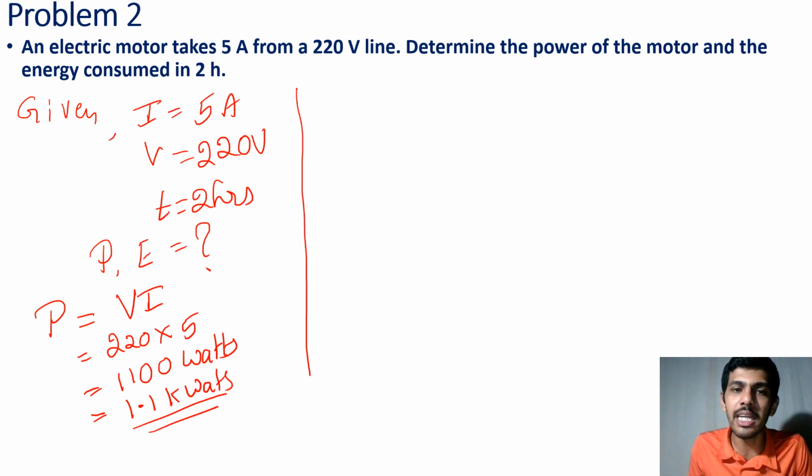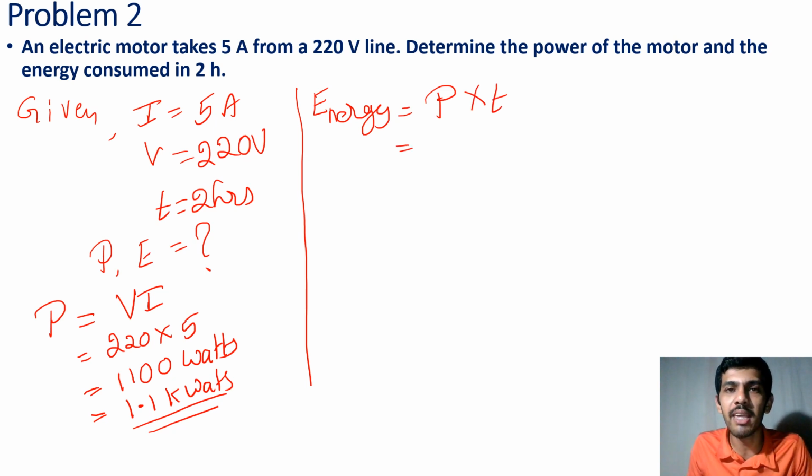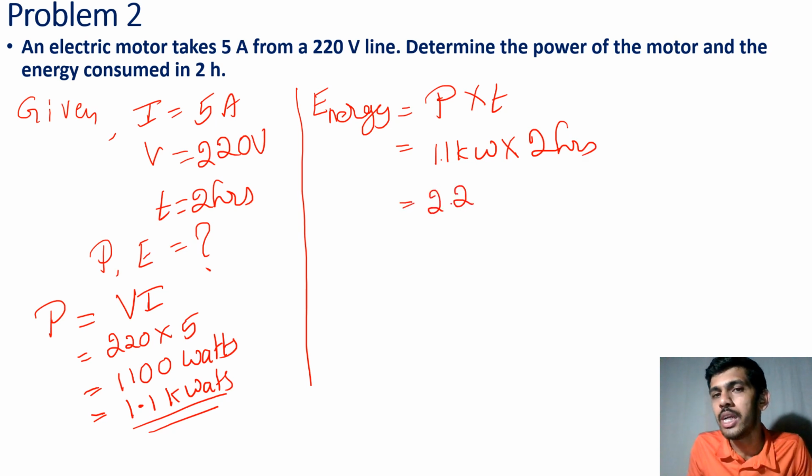Next, the energy is asked. How to find out the energy? What is the formula for energy? Energy is equal to P into T, which is equal to 1.1 kilowatt into 2 hours, which is equal to 2.2. The answer will be 2.2 kilowatt hour. That is nothing but 2.2 units.